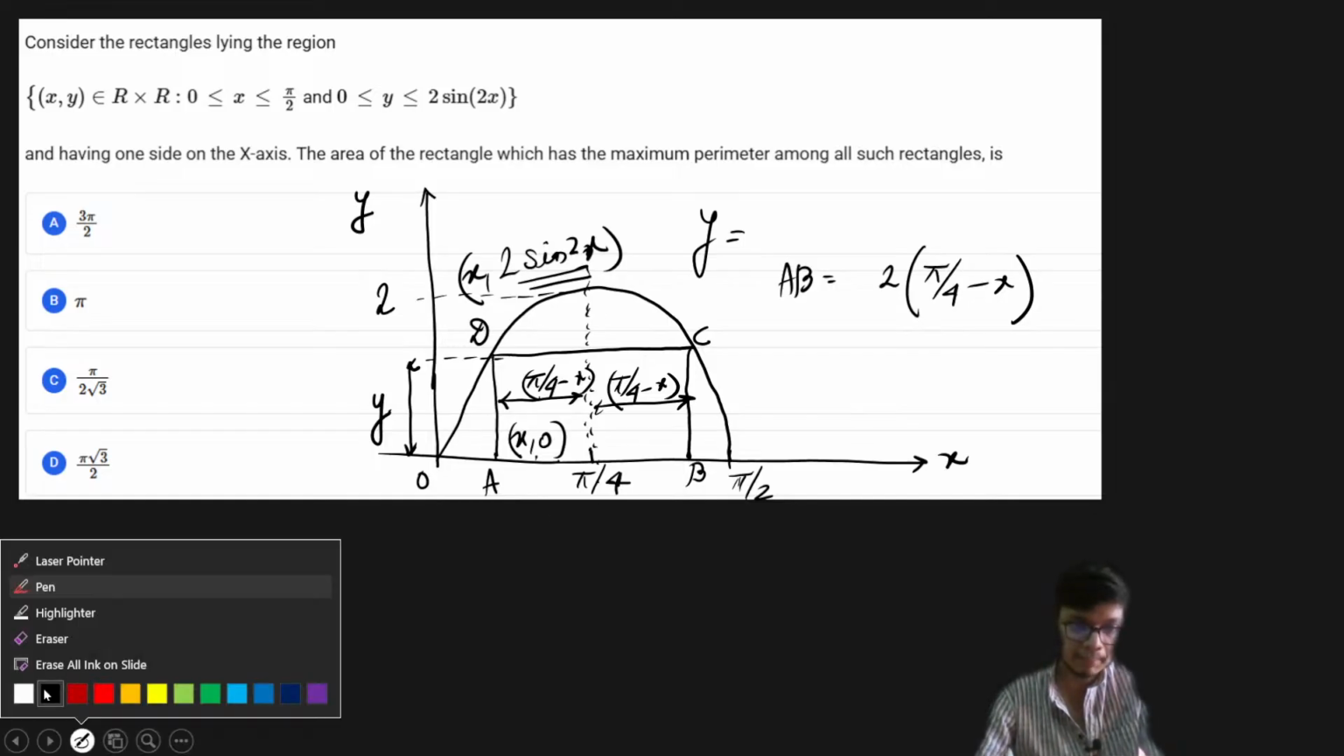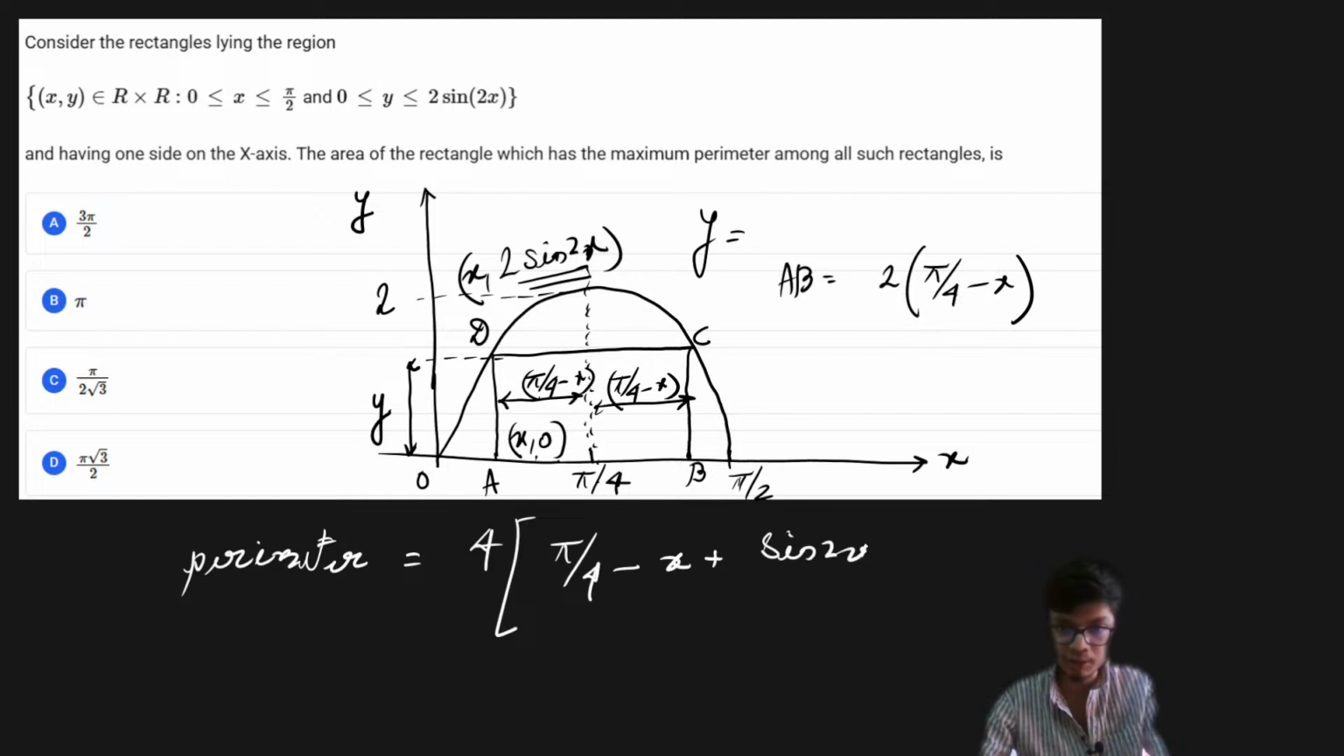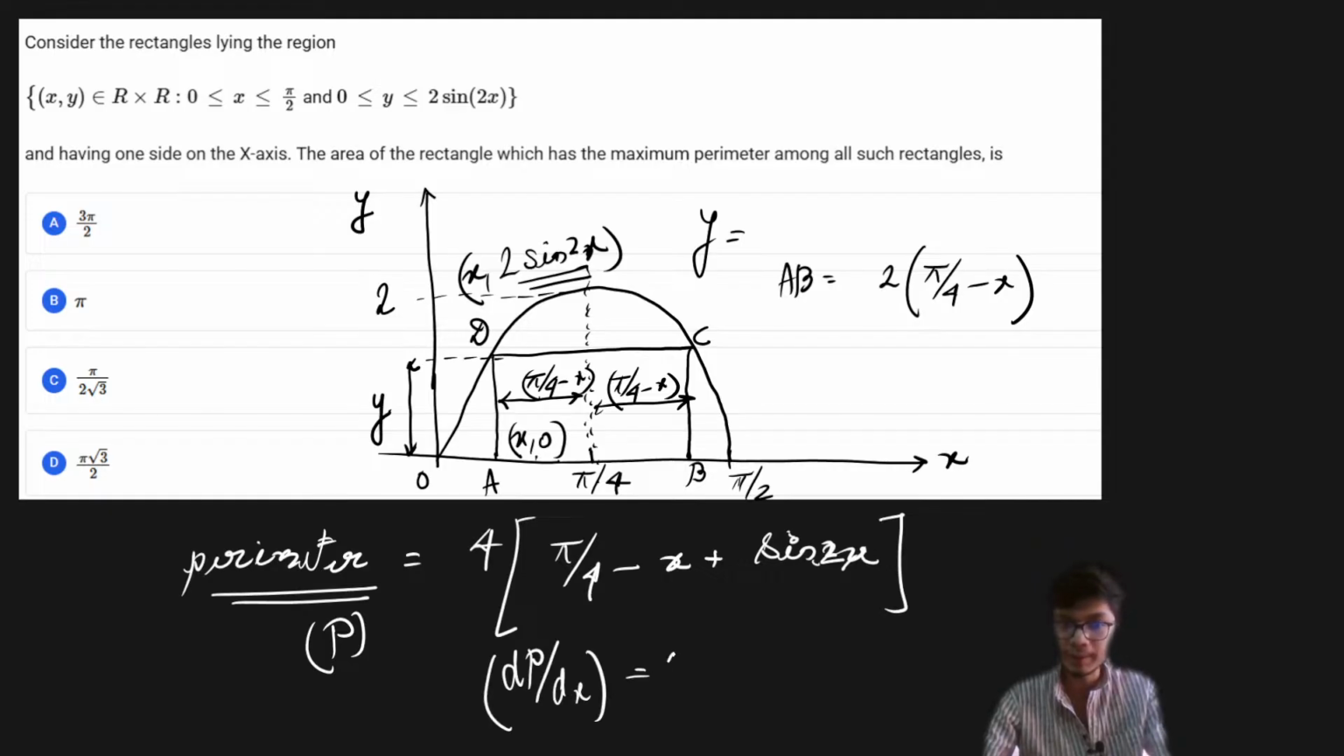Therefore my perimeter is going to be equal to 4 times pi by 4 minus x, plus 2 times sine of 2x. Let us call this perimeter p. If my perimeter has to be maximum with respect to this x value, I have to differentiate this perimeter with respect to x and equate it to 0 to get the critical points.